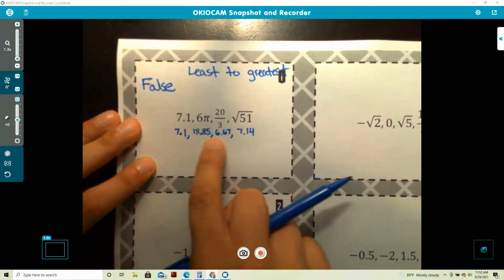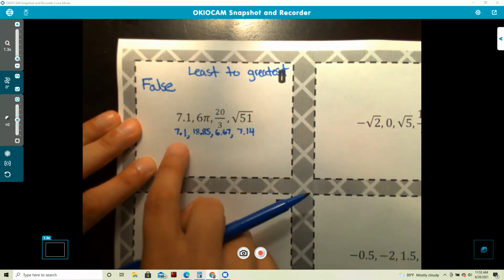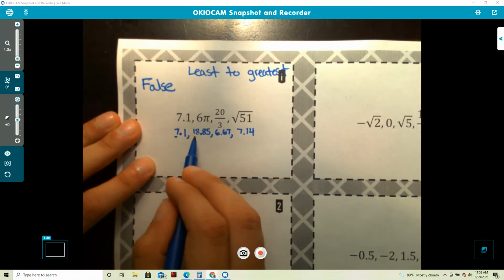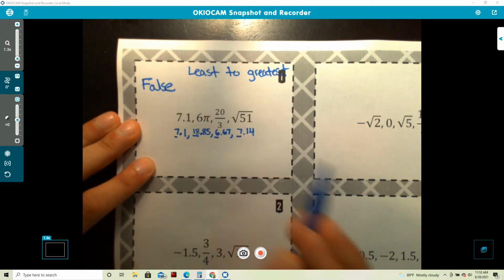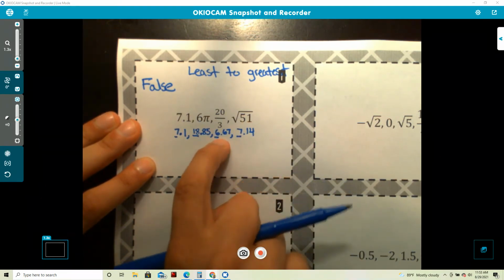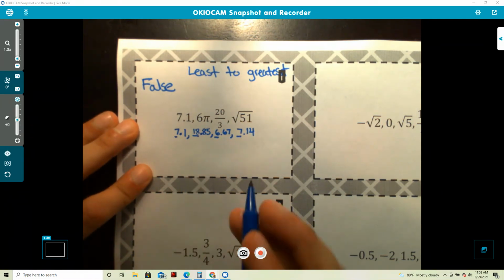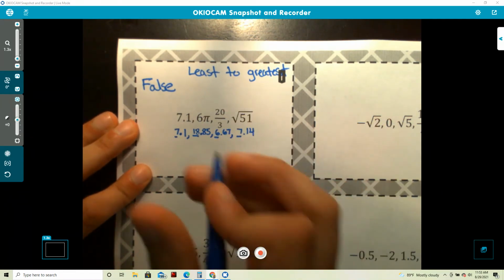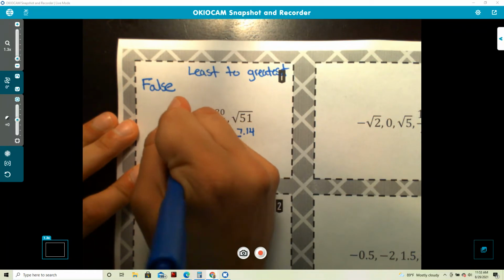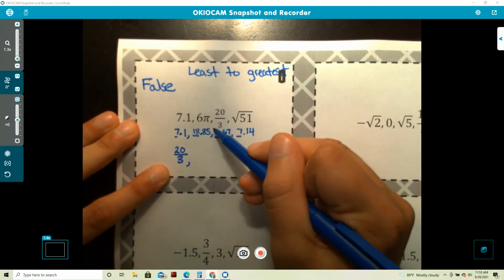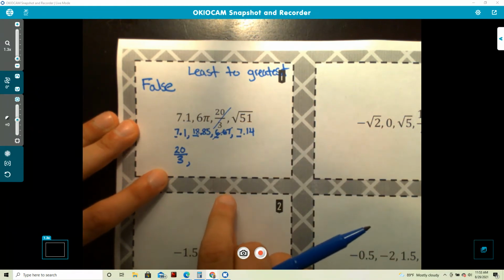All right, so now we're looking at the decimals and comparing them. So we're comparing whole numbers first, the ones values. We have a 7, 18, 6, and 7. Out of those numbers, 6 is the smallest. So that means we're going to express 6.67 first, which in original form is 20 divided by 3, comma. So 20 divided by 3 goes first. I'm going to mark this out, that way I don't duplicate it.